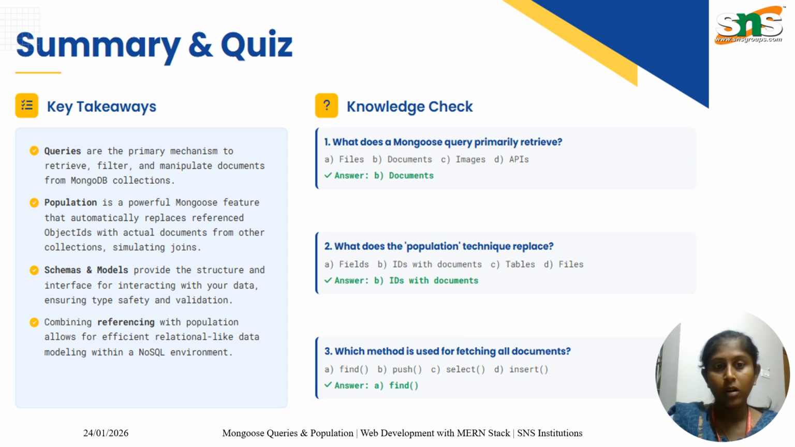So Mongoose provides a powerful abstraction layer that makes working with MongoDB structured, efficient, and scalable. From defining data to querying and connecting it, everything flows through schemas, models, and queries.